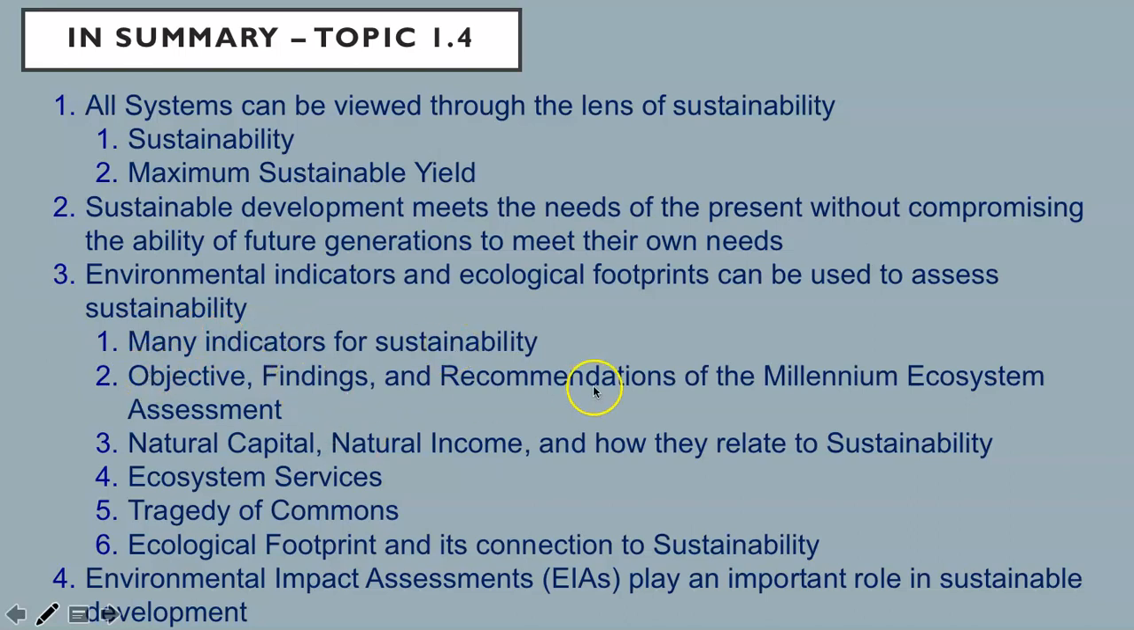The objective findings and recommendations of the Millennium Ecosystem Assessment. You should be able to discuss and define natural capital, natural income, and how they relate to sustainability. Be able to discuss what ecosystem services are and what the tragedy of commons is. Understand the connection between ecological footprint and sustainability. And understand how the environmental impact assessments play an important role in sustainable development.